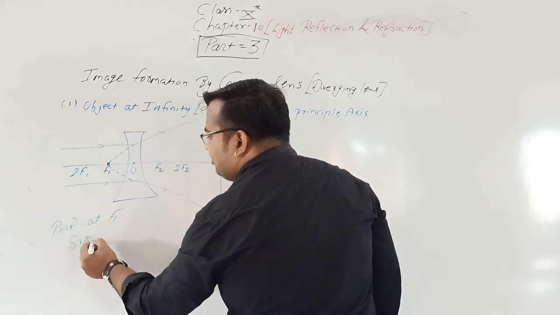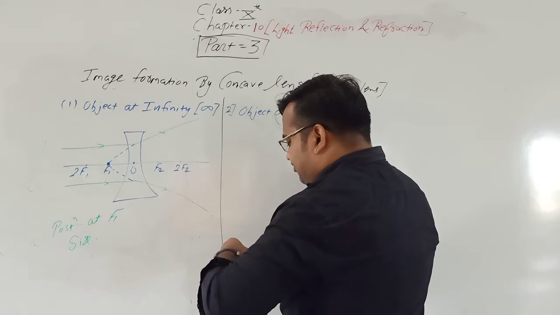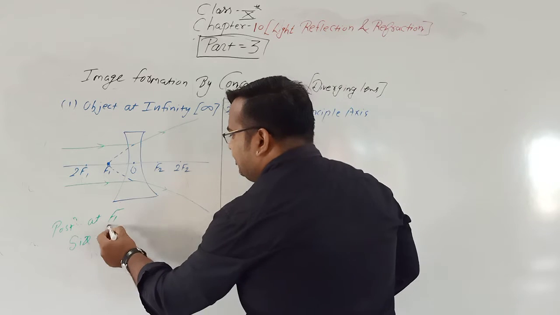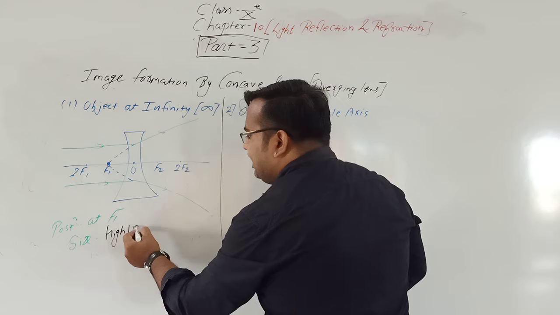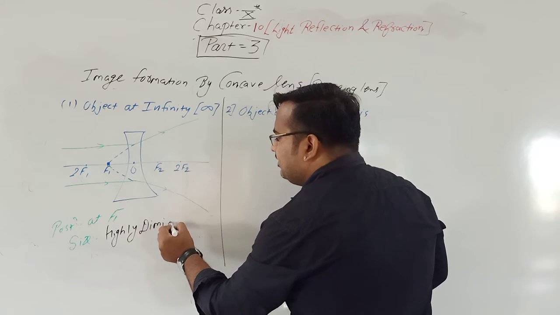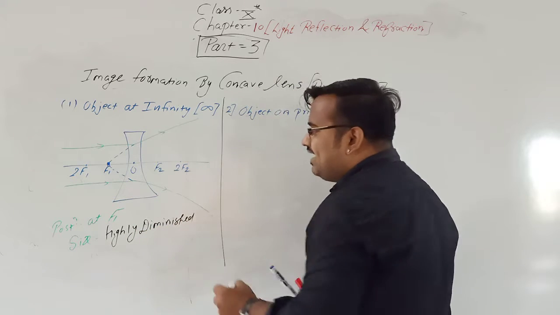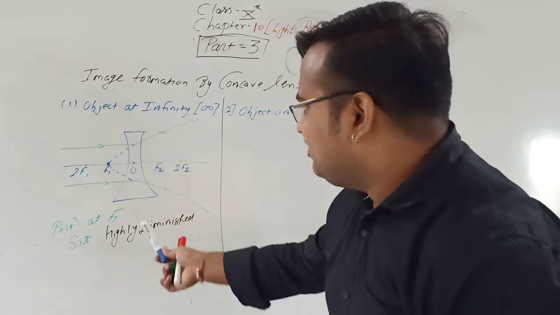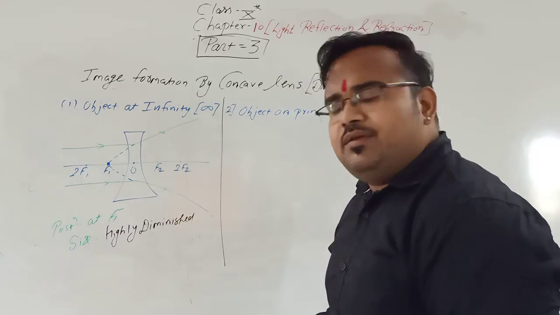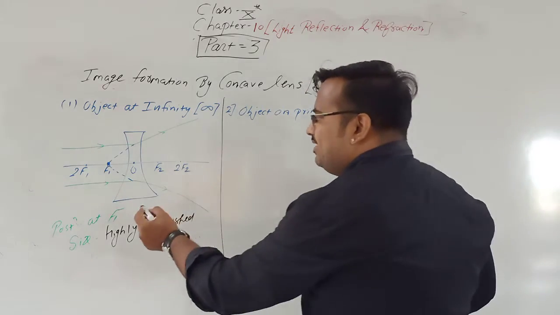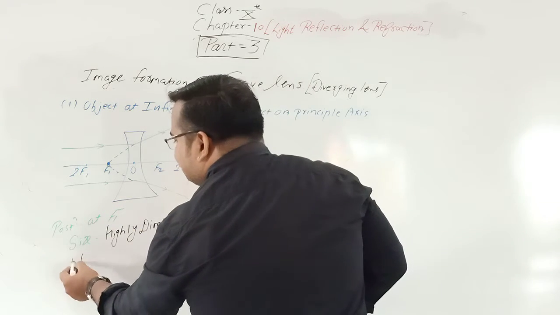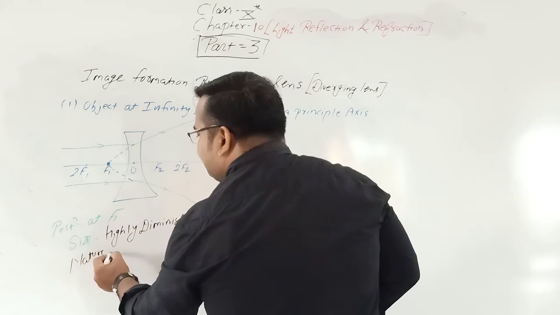Second, size of image. The size of image is highly diminished, or we can write point size image. Where is the image formed? At the focus. What is the nature of the image?